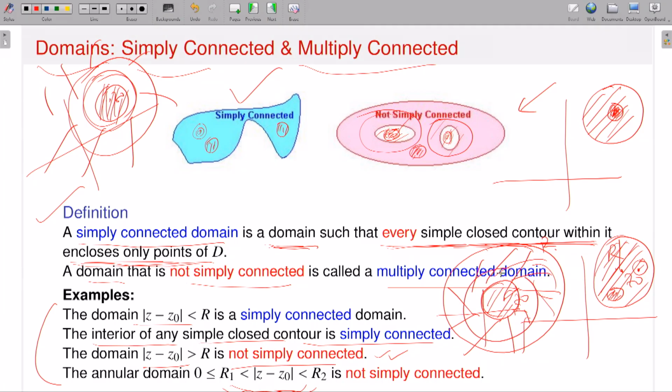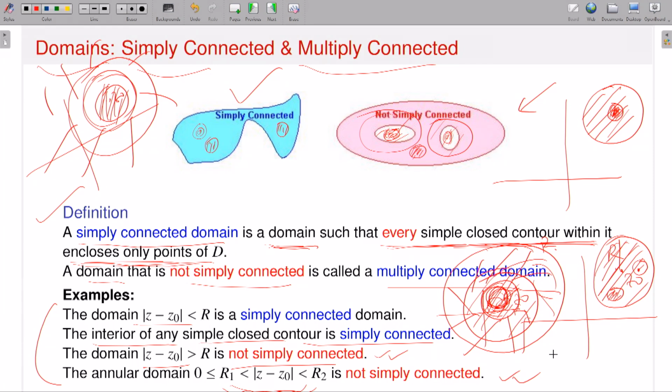If I take a simple closed contour like this one, the points enclosed by it include points of the hole, which are not a part of the domain, so this domain is not simply connected. Or you can say I can squeeze it to a point, but at some point of time it will leave my domain. So these are the kinds of domains that are multiply connected. Now it is clear what simply connected and multiply connected mean.